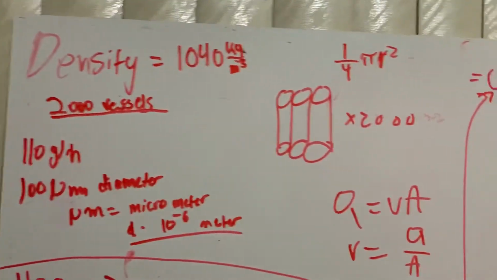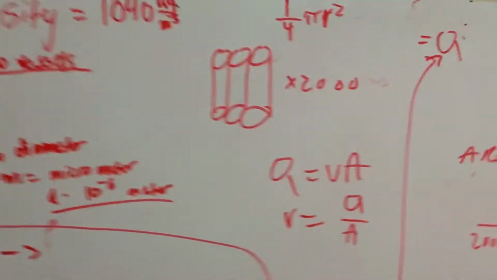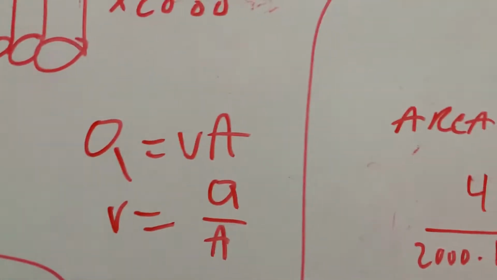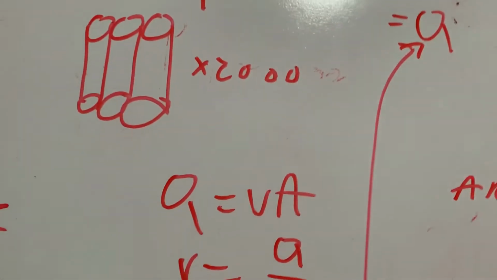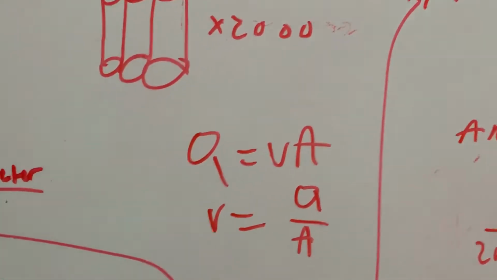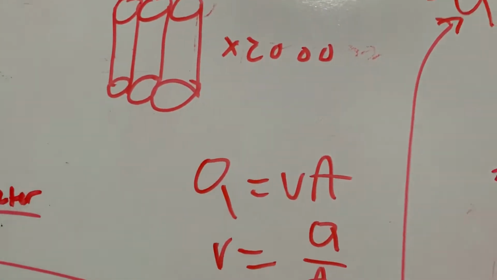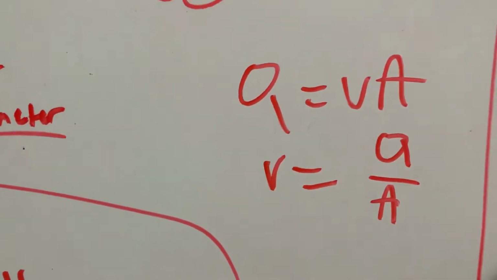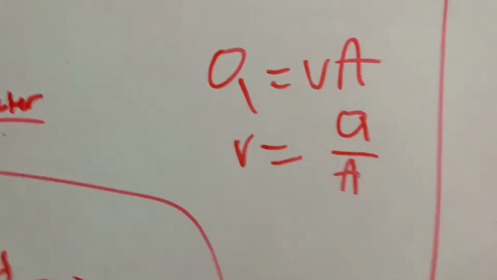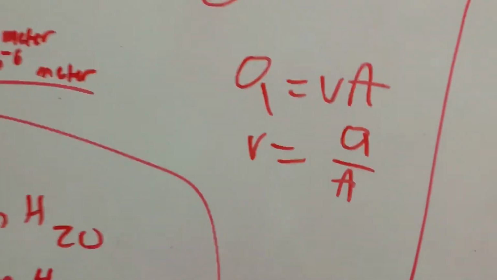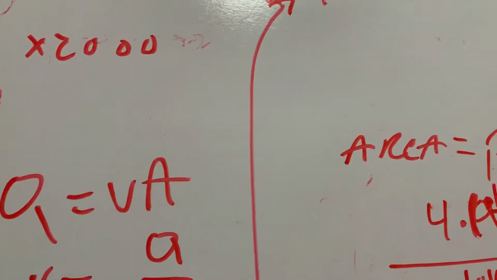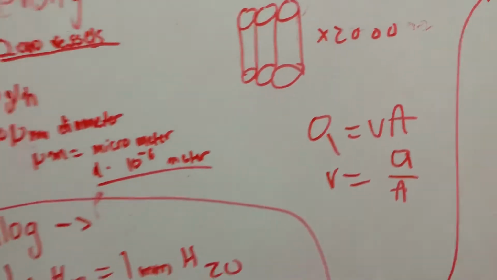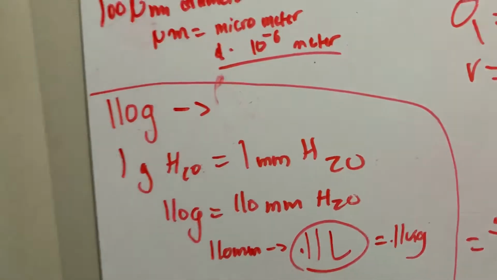So now we have to do some conversions, because the equation we're going to be using is Q equals VA. That is because the volume flow rate is consistent at all points in a tube. We want the velocity, so velocity is equal to Q over A, where A is the area. Yes, it is. So this is the volume flow rate, basically. Oh, sorry, I kind of blanked out.